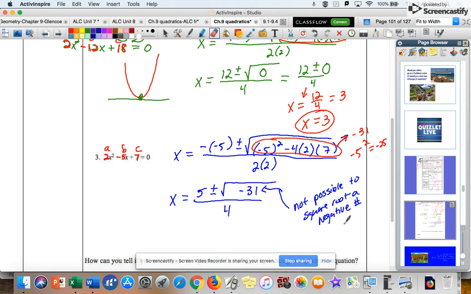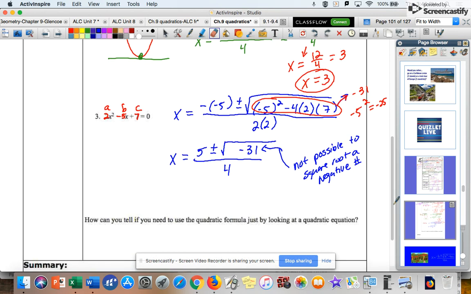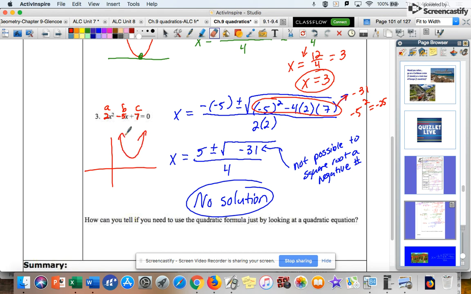So caveat right there. If that is the case, then it might be good news for you because that means you don't have to do anything else right here. That means that there is going to be no solution to our quadratic equation. In other words, if we graphed this equation, we would see that that parabola never reaches the x-axis. It has no roots, all right?